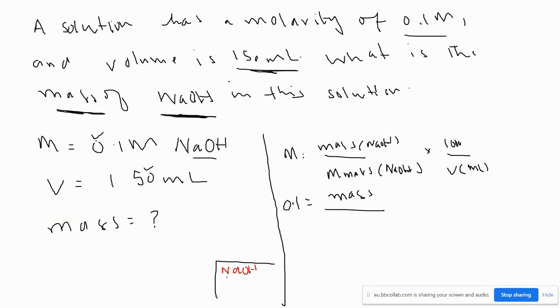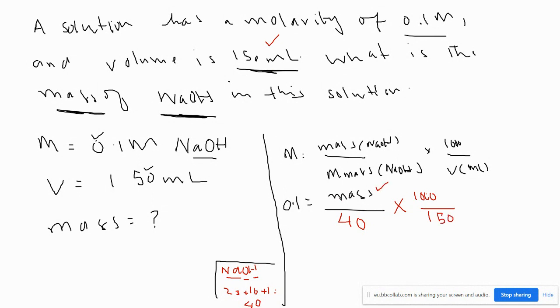NaOH. Na is sodium, O is oxygen, H is hydrogen. So sodium is 23, you will find from the periodic table. 16 is oxygen plus 1 is hydrogen. It will be equal to 40, is it? So we'll write 40 here. Multiply by 1000. Divided by volume in milliliters, how much do we have? 150.